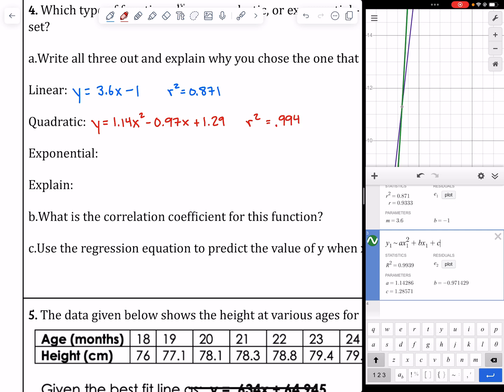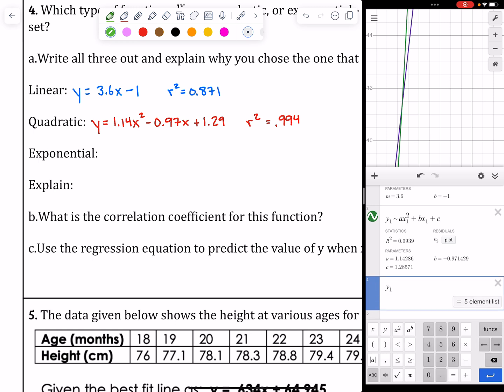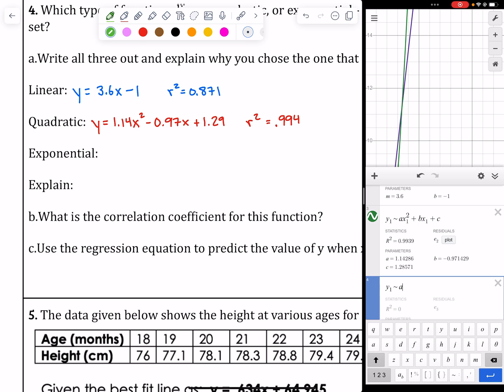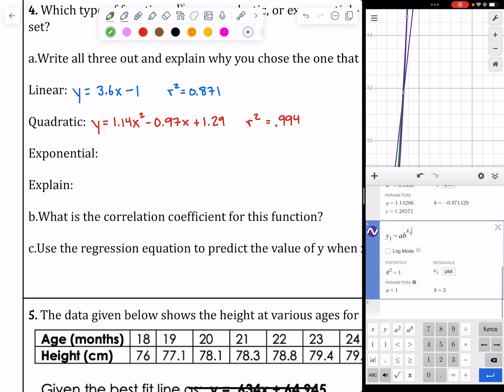So that's really strong. That's stronger than linear so far. And then let's find exponential for the last one. So I'm just going to go in another row and put y sub 1 is approximately a b to the power of x sub 1, and write that down. So that would be y equals a, which is 1, b, which is 2, and the power of x, and then the r square value is equal to 1. So in this case, that is the strongest model because the r square value is equal to 1.